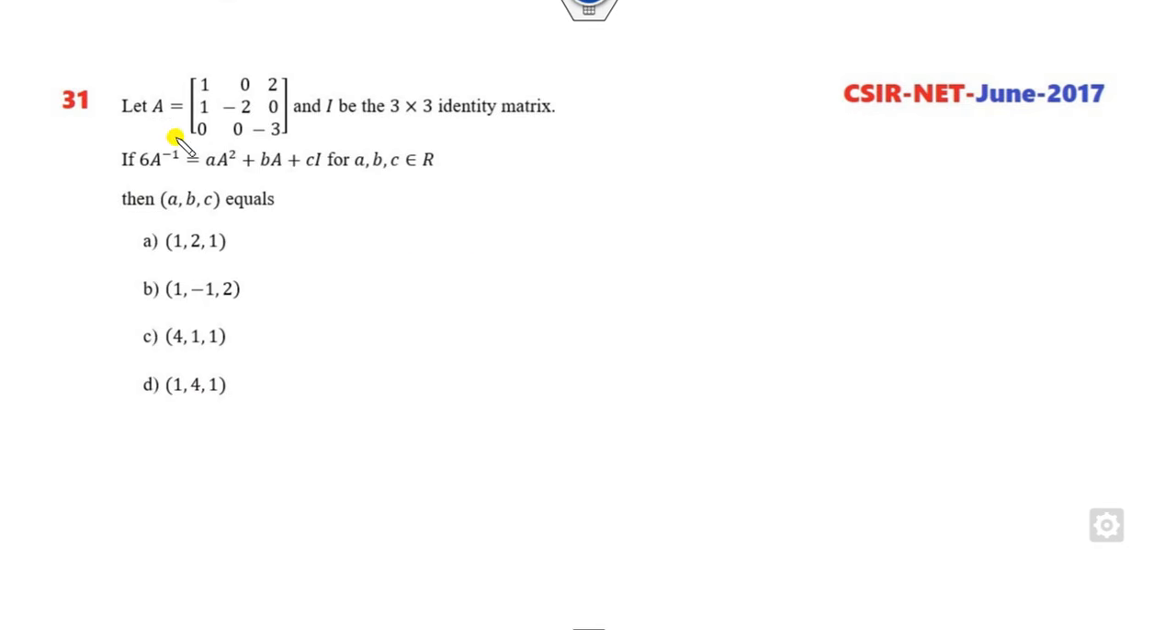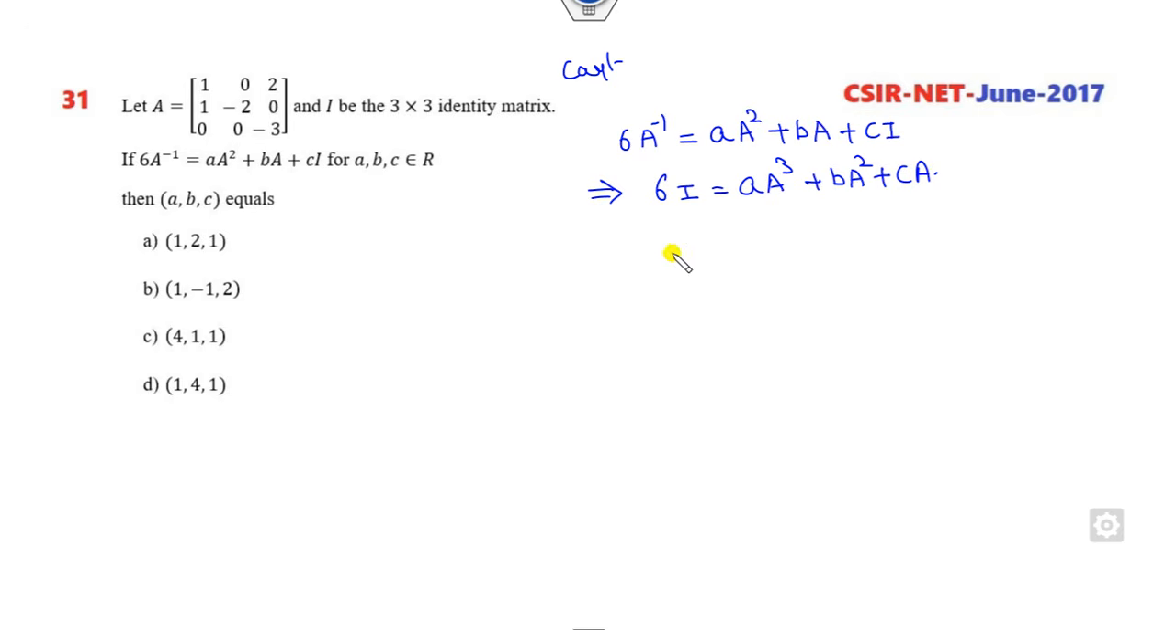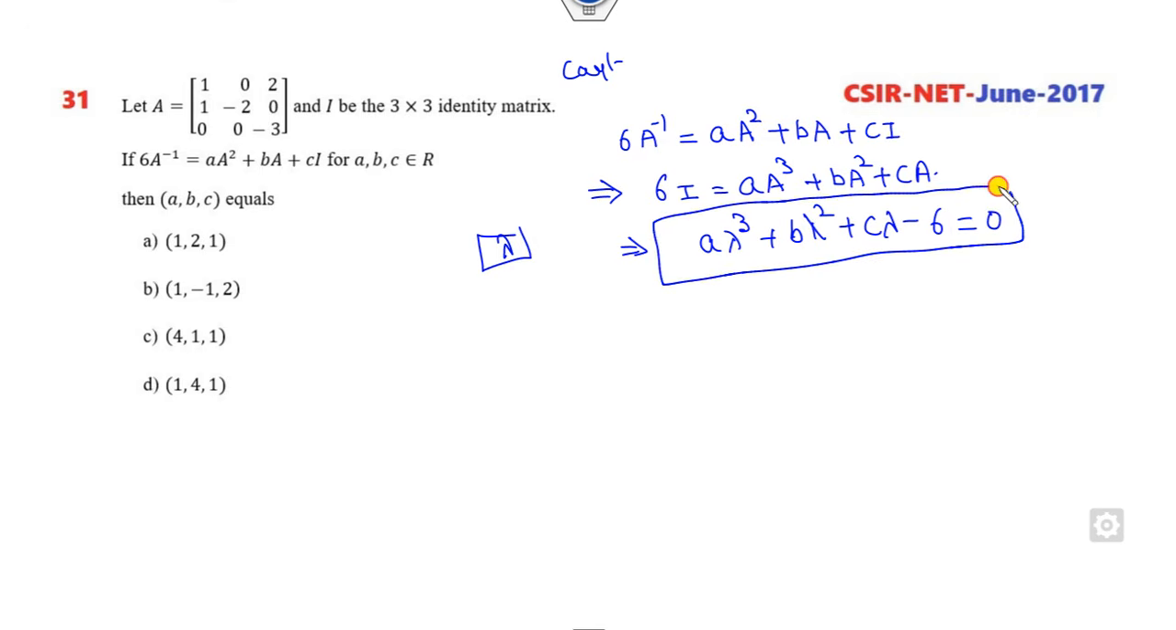Okay, look at this one. A is my matrix here. Whenever you think about this equation, what comes to your mind? Yes, that's the Cayley-Hamilton theorem. So I can simply write this equation as 6I is A cubed plus B A squared plus 6A. If I say lambda is the eigenvalue of this, then this equation will give you lambda cubed plus b lambda squared plus c lambda minus 6 is equal to 0. Fine. This is the meaning of this.